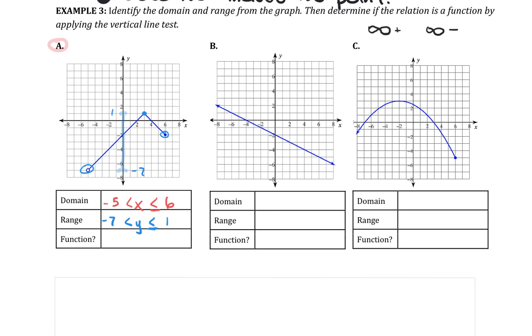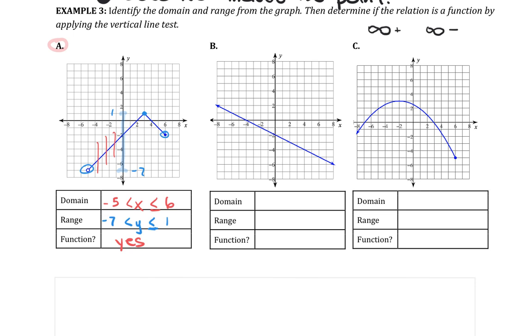So if it's not an open circle, you assume that it includes that value. So is it a function? Well, if I started drawing vertical lines, it's never going to cross that graph at more than one place at one time. So yes, it is a function.